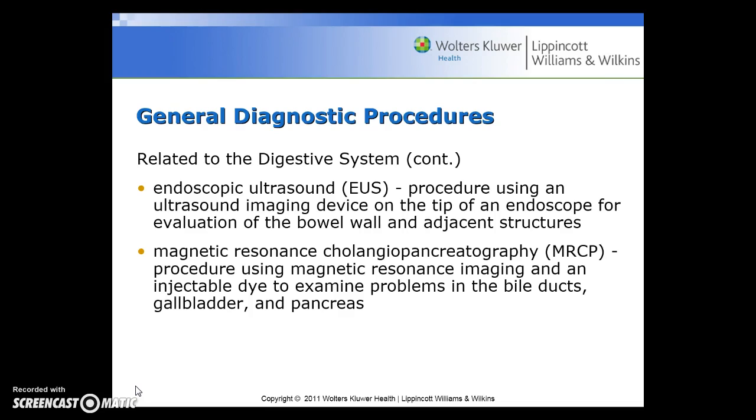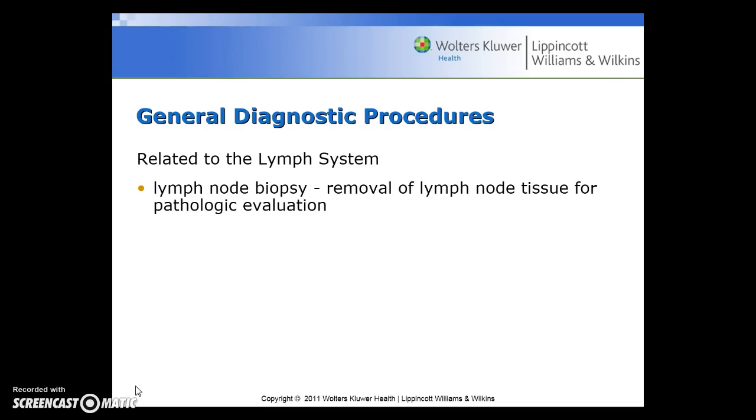An EUS, an endoscopic ultrasound, is a procedure using an ultrasound imaging device on the tip of an endoscope for evaluation of the bowel wall and the adjacent structures. An MRCP is the magnetic resonance cholangiopancreatography procedure using magnetic resonance imaging and an injectable dye to examine problems in the bile ducts, gallbladder, and pancreas. Lymph node biopsy is the removal of a lymph node tissue for a pathologic evaluation.